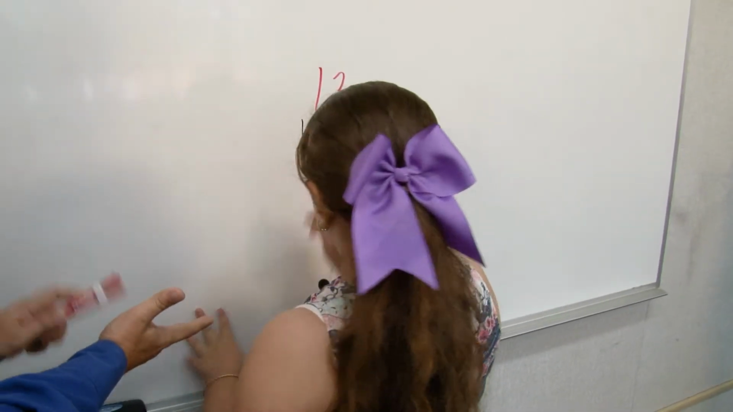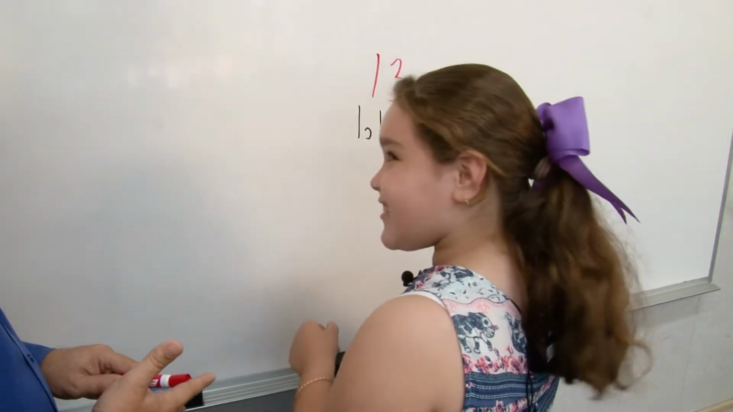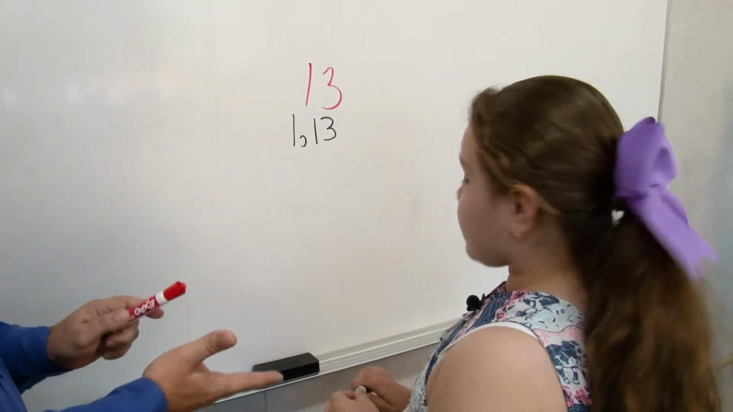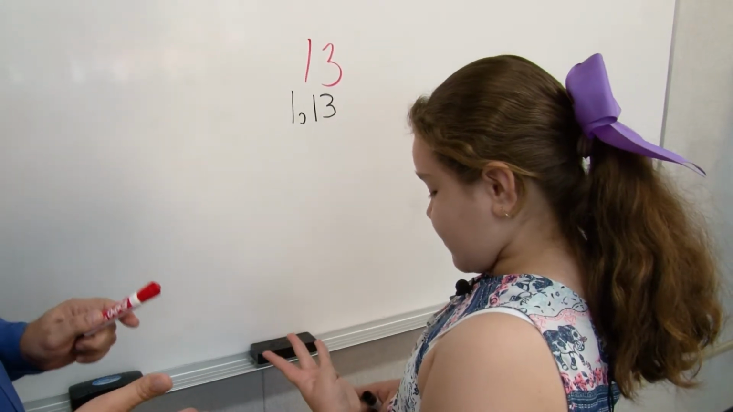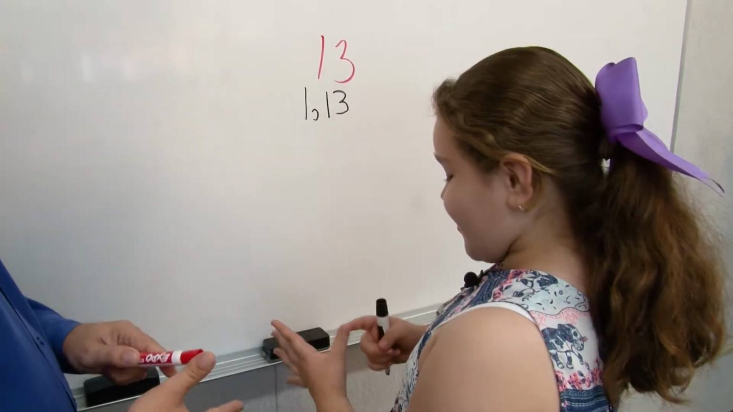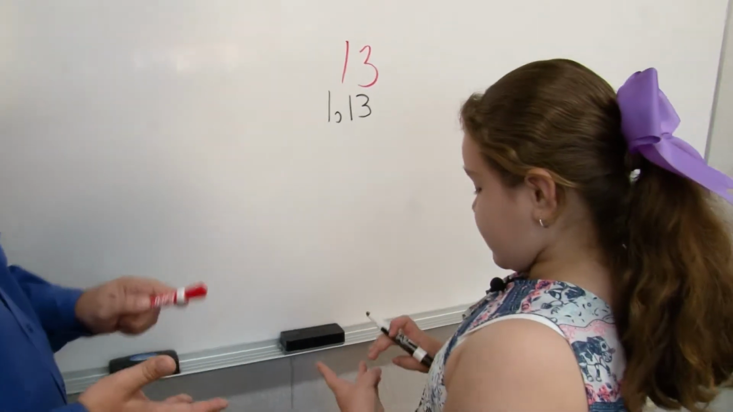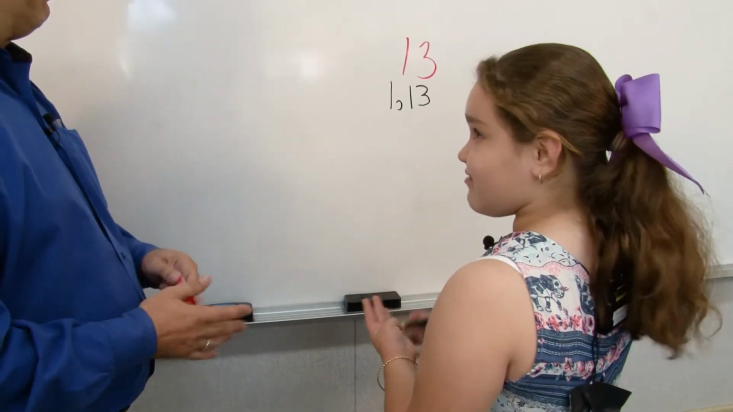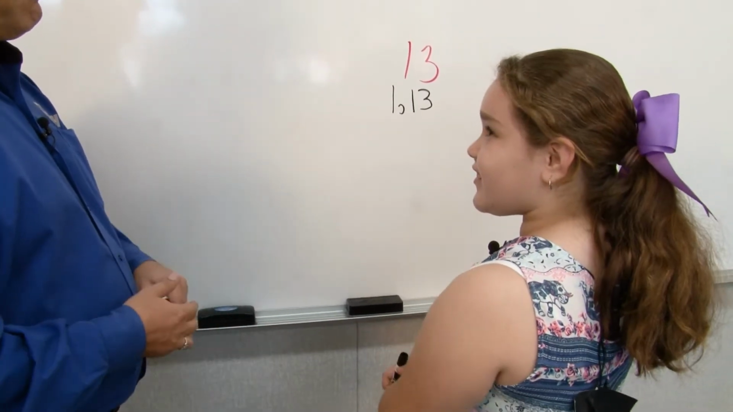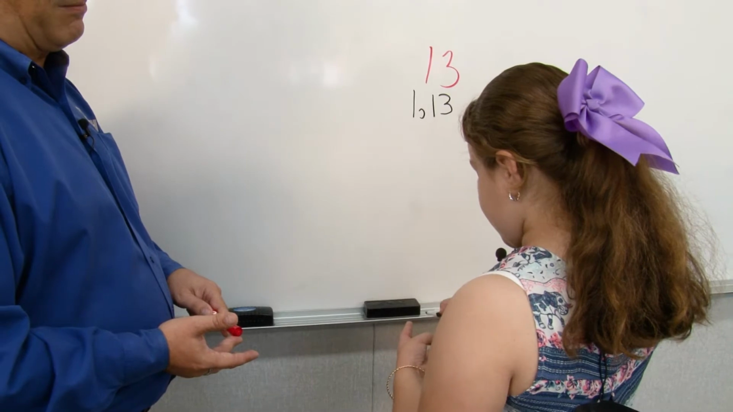Count by twos for me. 2, 4, 6, 8, 10, 12, and 14. 13's not going to be an even number, is it? So we know 2's not going to go in there. What about 3? Count by threes. 3, 6, 9, 12, 15. Not going to go by threes. What about 4s? 4, 8, 12, 16. 5s, 5, 10, 15. 6, 6, 12, and 18. That's not going to work, is it?